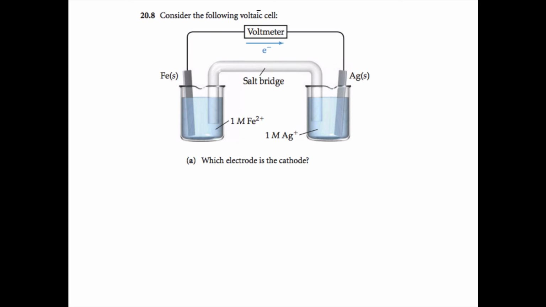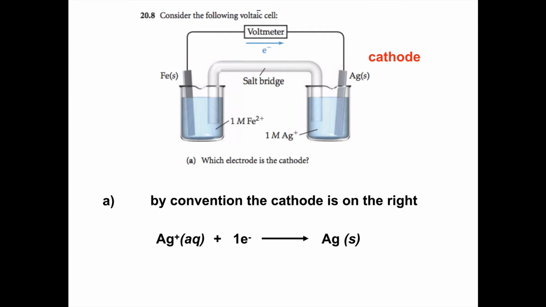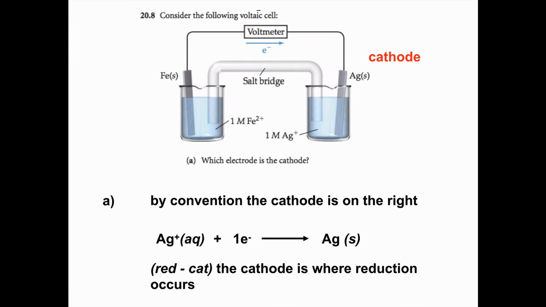So which electrode is the cathode? Okay, we did this in the last video, right? The cathode is where reduction is occurring. Red cat. So by convention, the cathode is on the right-hand side, but look at where the electrons are moving, right? That's where the cathode is. I know on the AP exam, they sometimes switch these around. So you want to look at where the positive voltage is occurring. So silver plus is the taker, iron's the giver, and the electrons are running over to the silver plus side. Red cat.